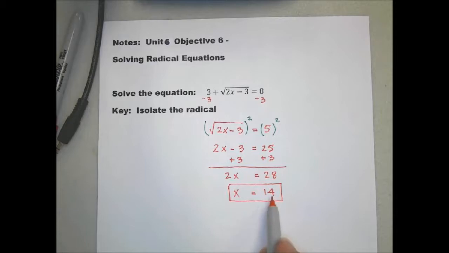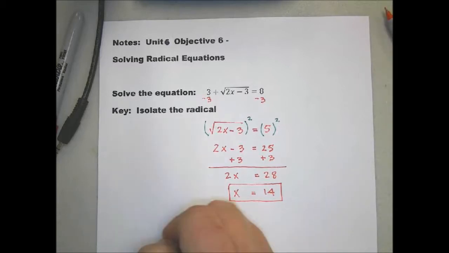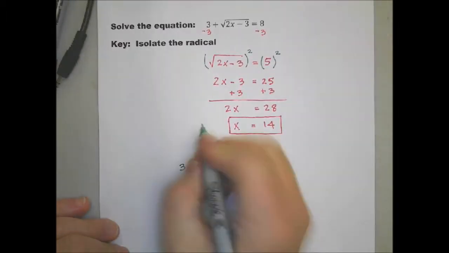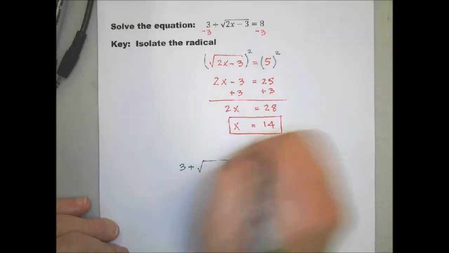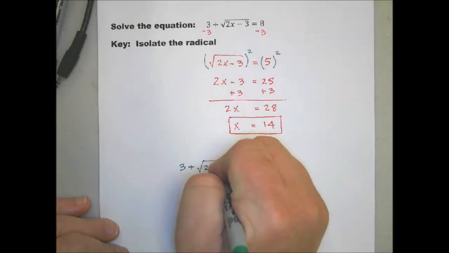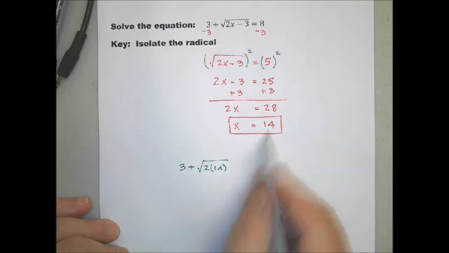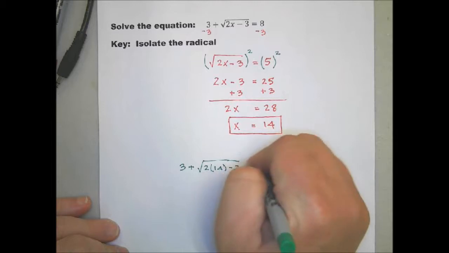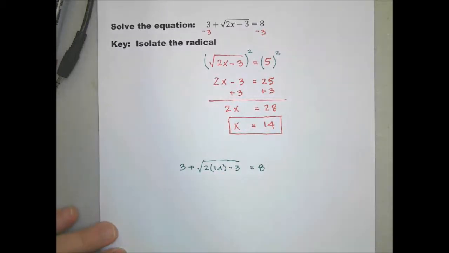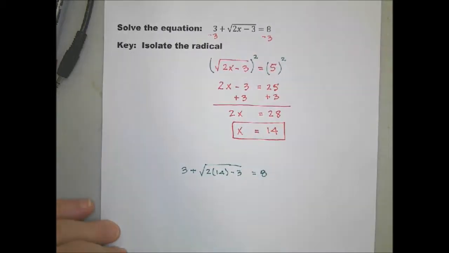Now, you might want to take a second to plug it back in and just make sure it works. So the way we're going to check this problem is we're going to take 3 plus the square root of 2 times 14. I'm just plugging 14 in where x was in the problem, and I'm going to put minus 3, and we're going to see if it actually equals 8 like it's supposed to.